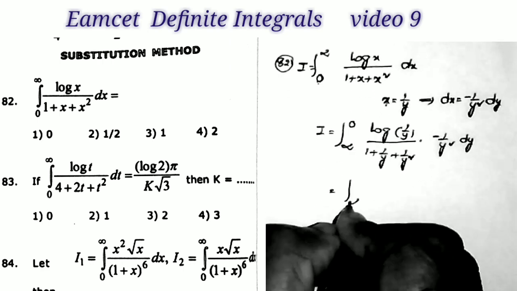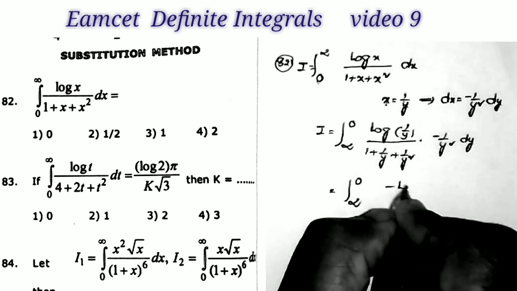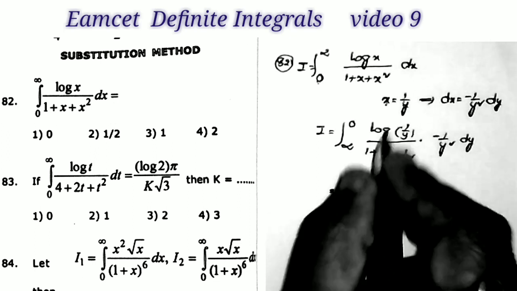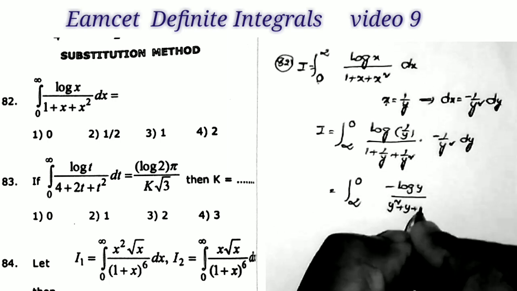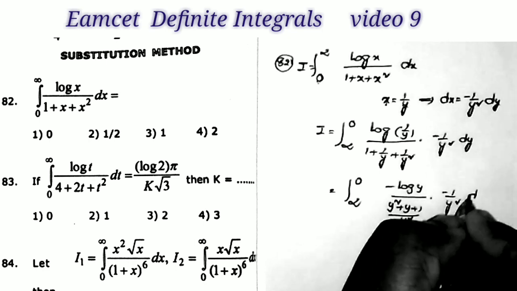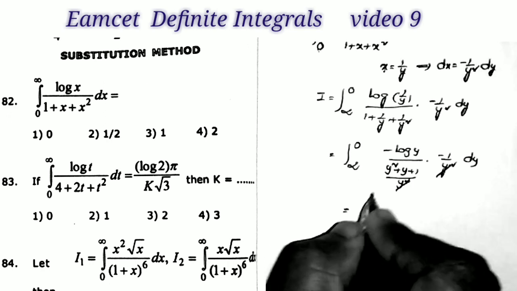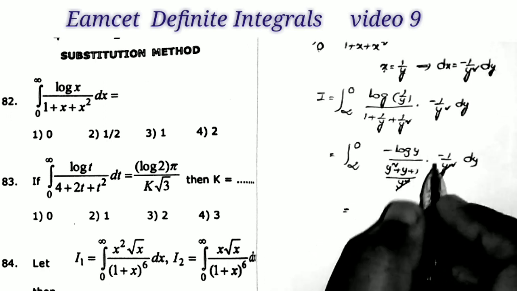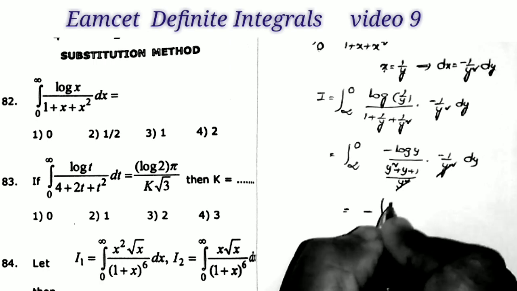Now this is equal to integral infinite to 0 of log of 1 by y, which is minus log y. Now doing the LCM here, we get y square plus y plus 1 by y square into minus 1 by y square into dy. Here y square and y square get cancelled. Now minus of minus becomes plus. Now I take that this is equal to minus integral 0 to infinite.